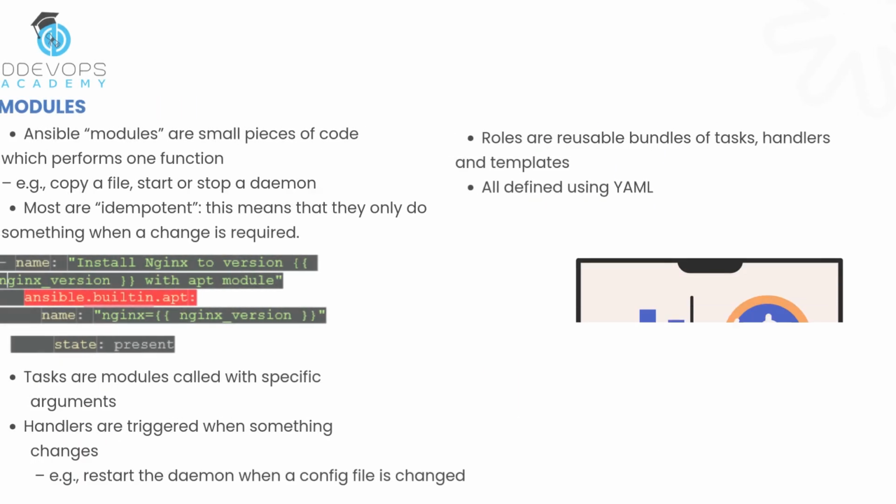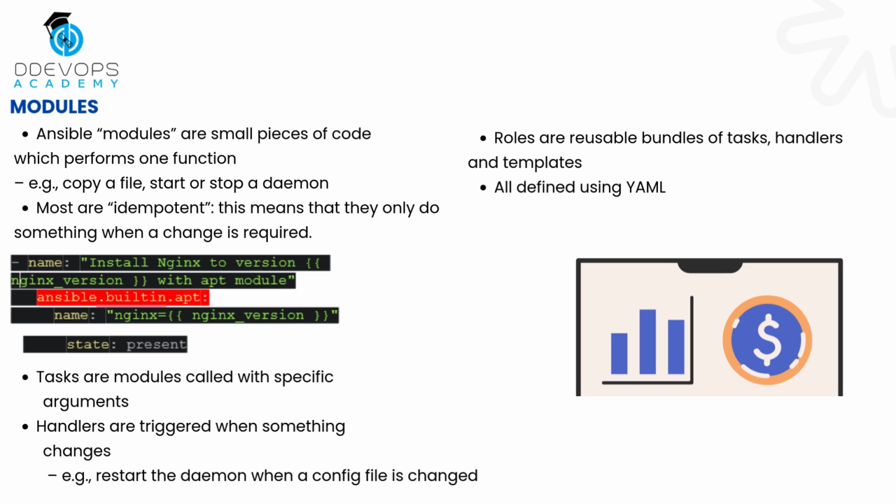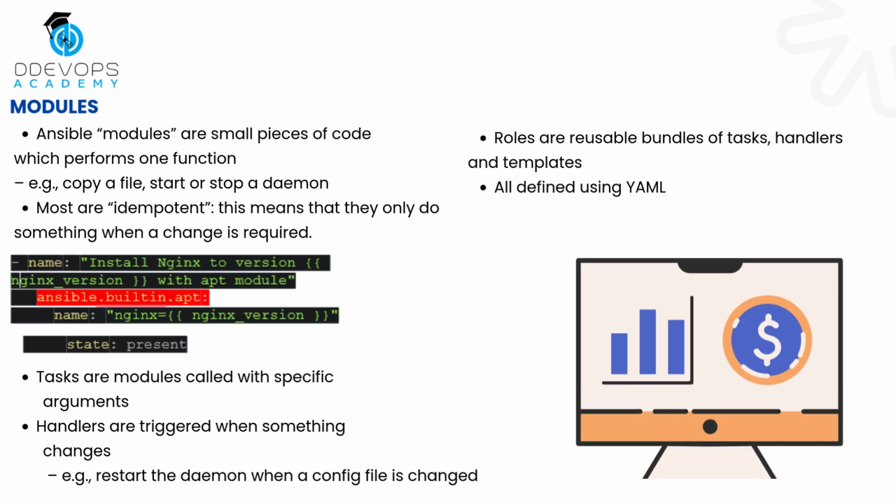In Ansible, modules are the building blocks of automation. Each one performs a specific task, like installing software or copying files. Most modules are idempotent, meaning they only make changes when needed. Tasks use modules with arguments, handlers respond to changes, and roles bundle everything into reusable units, all written in simple YAML. This makes Ansible powerful, predictable, and easy to learn.